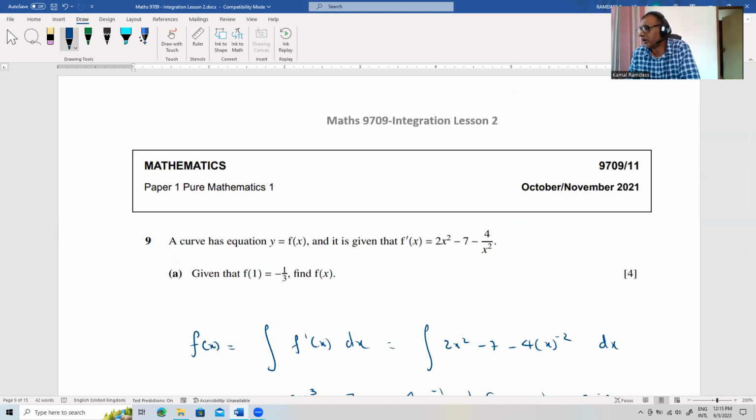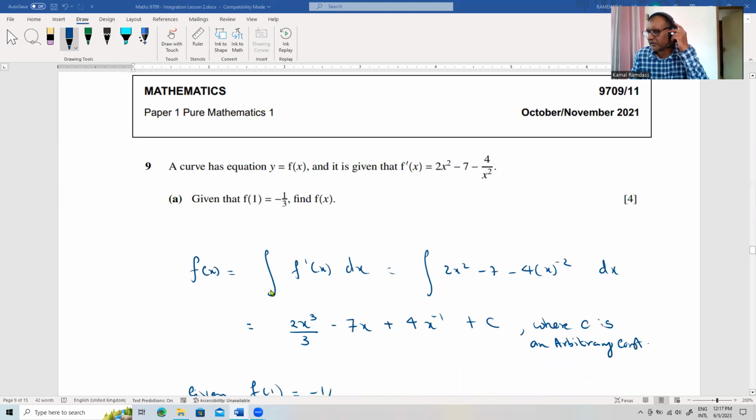Now, October-November 2021, and question 9. Exercise 9. A curve has equation y is equal to f of x, and it is given that f dash of x, the derivative of f of x, is equal to 2x squared minus 7 minus 4 over x squared. Given that f of 1 is equal to minus 1 over 3, find f of x. Well, f of x is the integration of f dash of x dx.